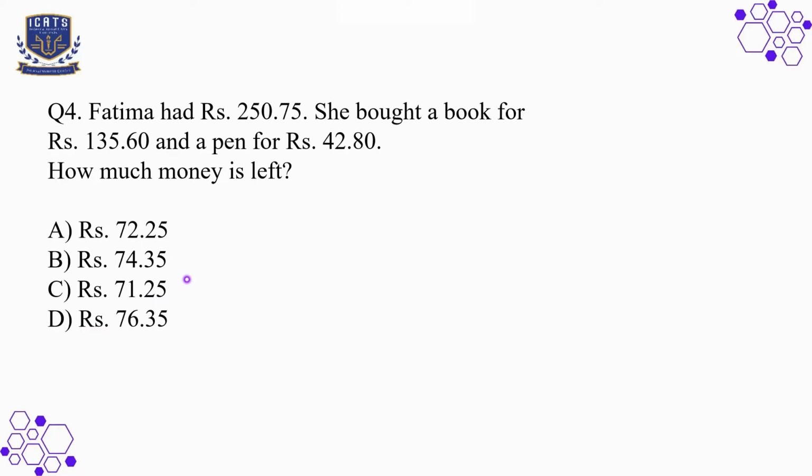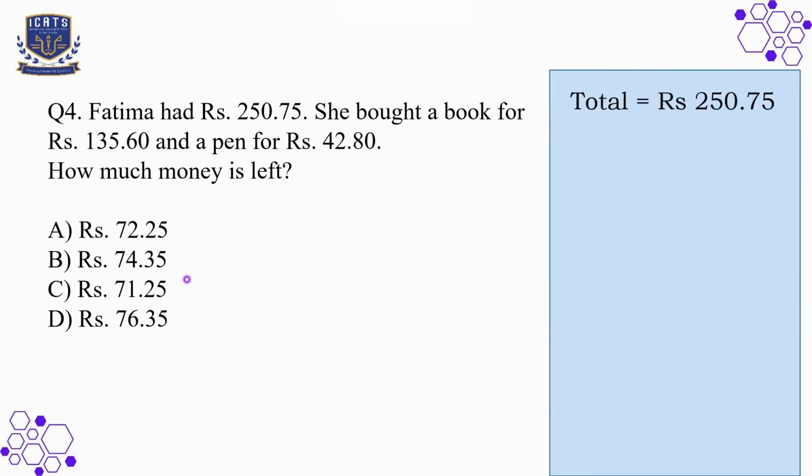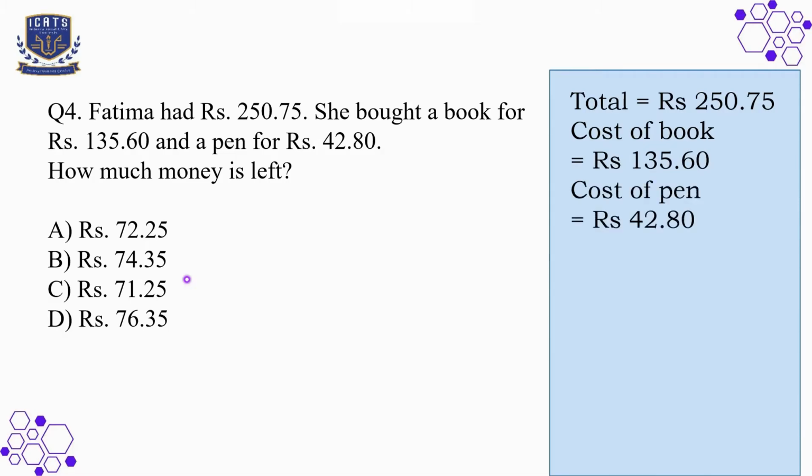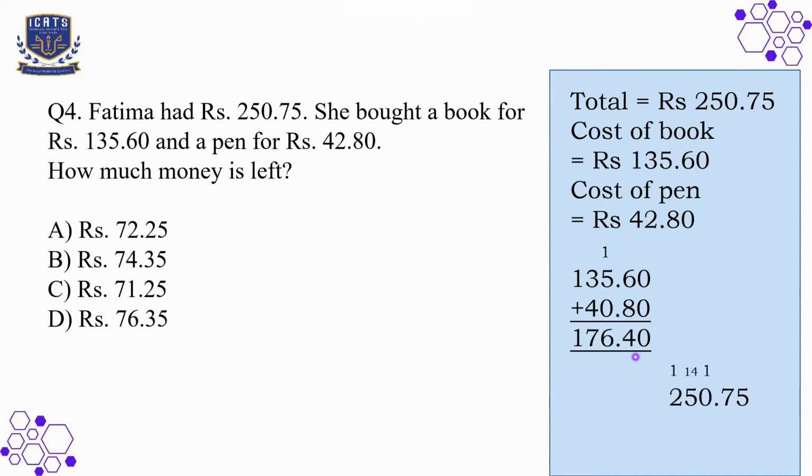So the total amount is rupees 250.75. The cost of the book is 135.60 rupees and the cost of the pen is 42.80 rupees. So first of all, we will add the amount of book and pen, and then we will subtract the answer out of the total amount. So 135.60 plus 42.80, the answer is 176.40. Now we will subtract it out of the total amount, that is 250.75. So the answer is 74.35 rupees. So option B will be selected here.